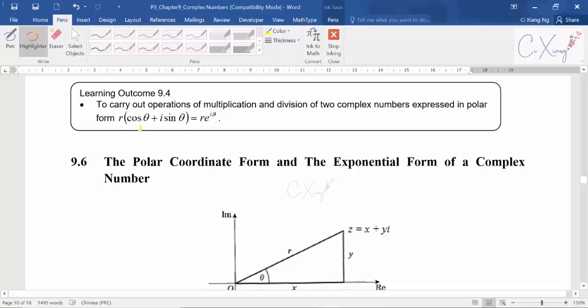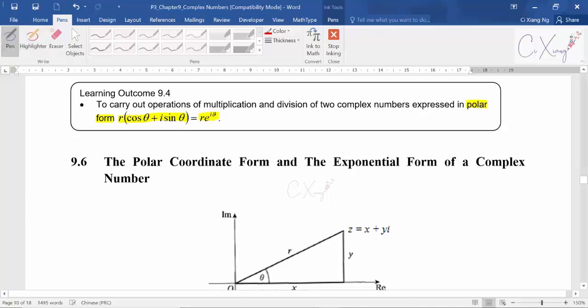Okay, so for now we are going to learn another form, another pattern that we can write out the complex number. If you have a look at learning outcome 9.4, they want you to know how to express your complex number in polar form. This is the polar form, and another pattern we call the exponential form. These two patterns are the other patterns that we write out our complex number.